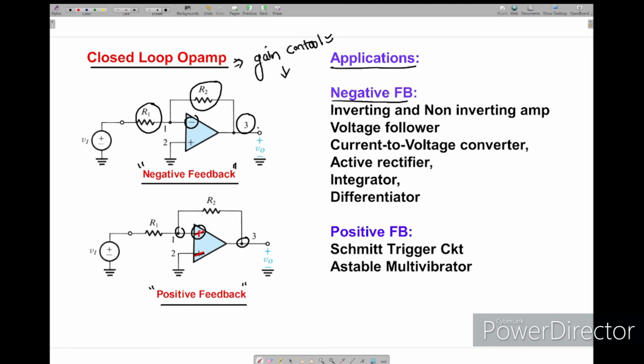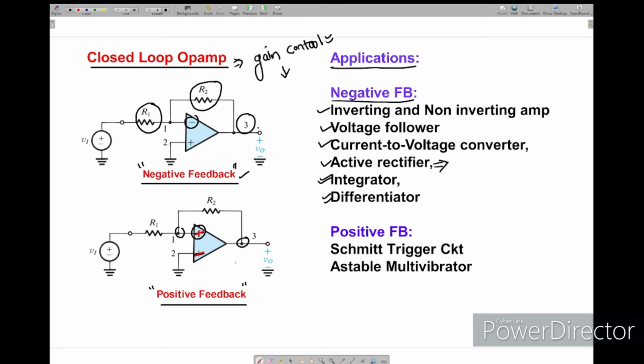Negative feedback applications. First, we can use this negative feedback circuit as an inverting and non-inverting amplifier, voltage follower, and I to V, which is the current to voltage converter, and active rectifier. We can also achieve these using op-amp circuits. Integrator and differentiator circuits also use negative feedback.